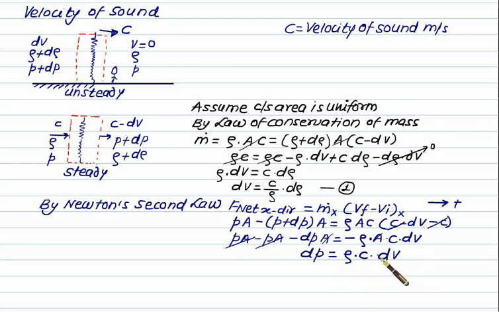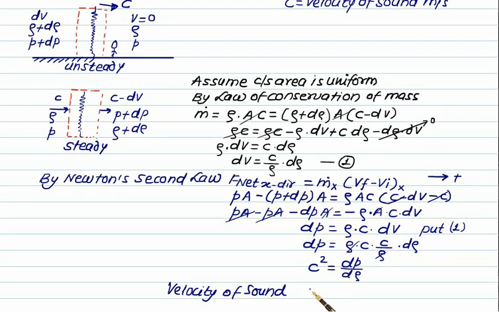At this stage we can put equation 1 here. In that case we get dP equal to rho multiplied by c, and dv can be replaced as c divided by rho into d rho. So rho and rho will again cancel out. We get c square equal to dP divided by d rho. So the velocity of sound is given by the equation under root of change in pressure to change in density. A small disturbance is generated here, and because of this the sound wave is generated.